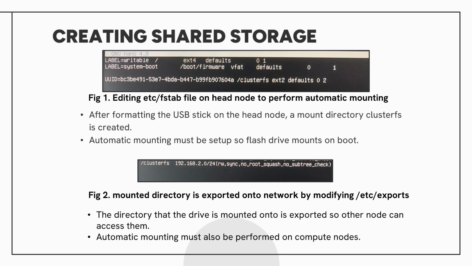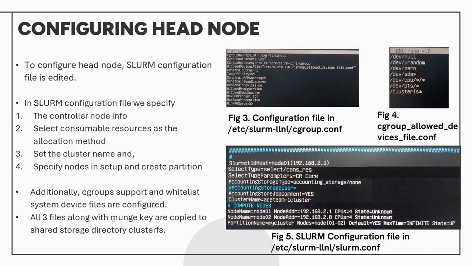Similarly, we must also mount the drive on the compute nodes, and this is done by creating a folder with the same name on the compute node and adding this to the compute node's fstab file. In the Slurm configuration file located in the head node, we set the controller machine, cluster name, nodes, partitions, and resource allocation methods. Additionally, we configured cgroup support and whitelisted system device files.